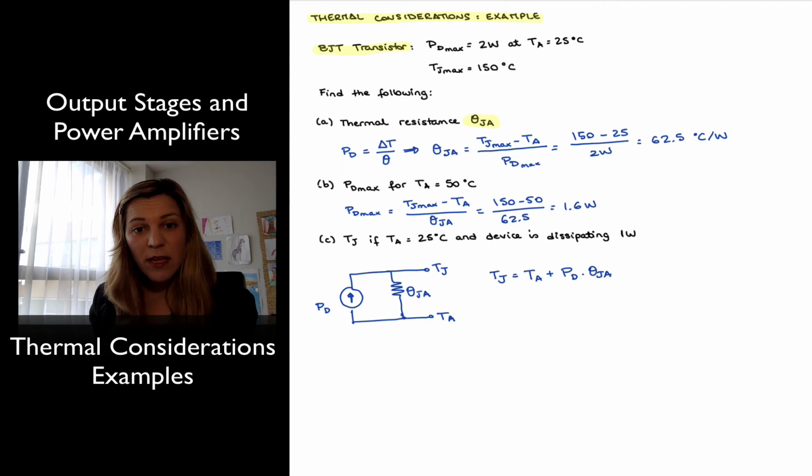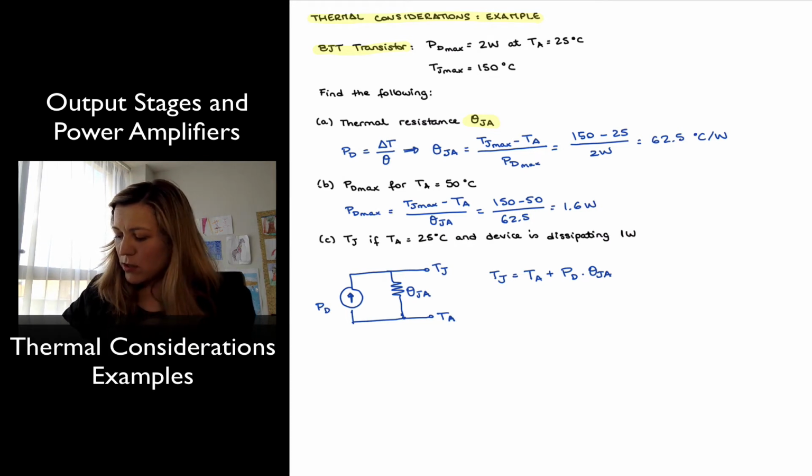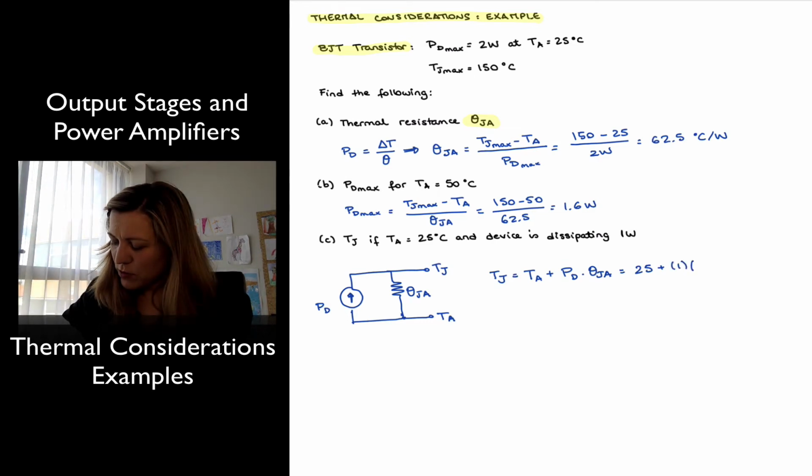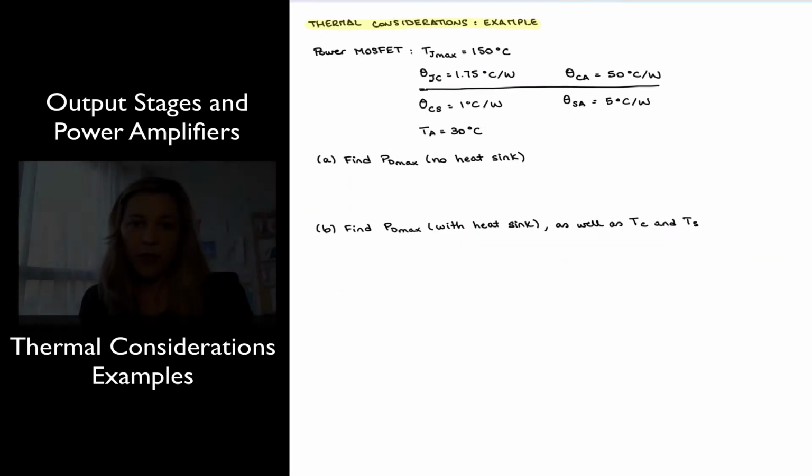And again, notice the electrical equivalent. If Tj was a voltage that we wanted to find, that will be equal to the voltage at the node labeled Ta plus the current flowing through the thermal resistance times the thermal resistance. So our new Tj will be equal to the ambient temperature 25 plus power dissipation of 1 watt times the thermal resistance, which is 62.5. So that's equal to 87.5 degrees.